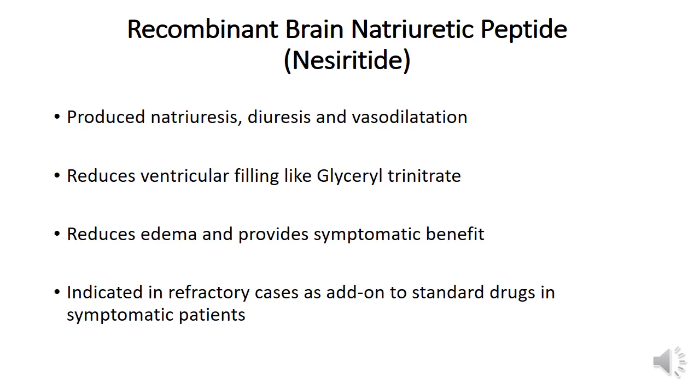Now coming to Nesiritide, which is a recombinant brain natriuretic peptide. So obviously there is going to be natriuresis, there is going to be diuresis, plus this drug also produces vasodilatation, and in fact it reduces the ventricular filling like glyceryl trinitrate. That means it has a very prominent venodilatation. So in the process the edema is reduced and symptomatic benefit is seen with Nesiritide. Like the previous drugs, Nesiritide is also indicated in refractory cases of highly symptomatic patients.